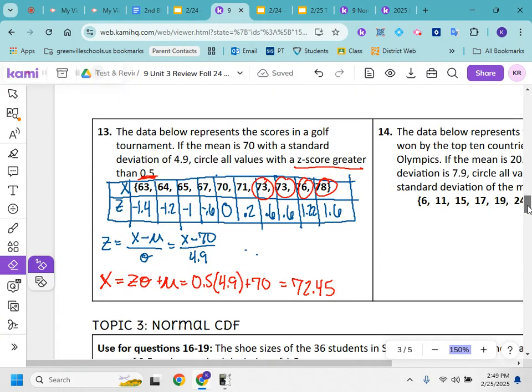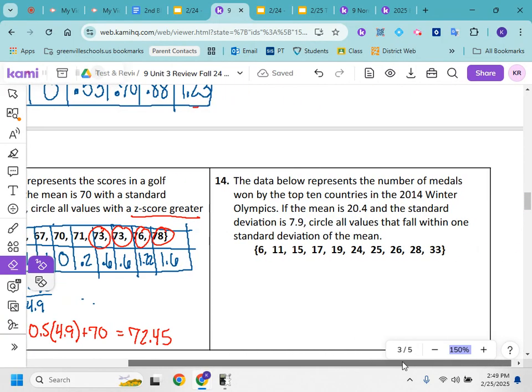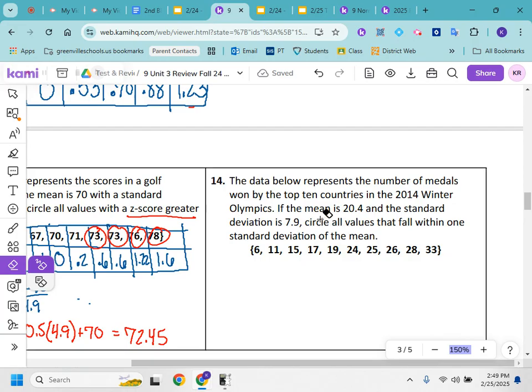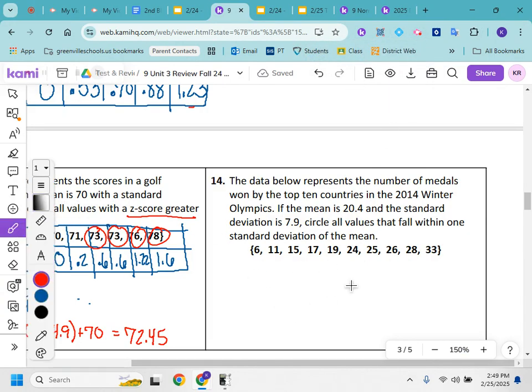I'm not skipping. Okay, here again, circle all the values that fall within one standard deviation of the mean. That's one standard deviation below and one standard deviation above. So the easiest way to do this is to go one standard deviation below and one standard deviation above. Or calculate all your z-scores. This takes a while, but it'll work every time. You'll get the answer right away, every time.